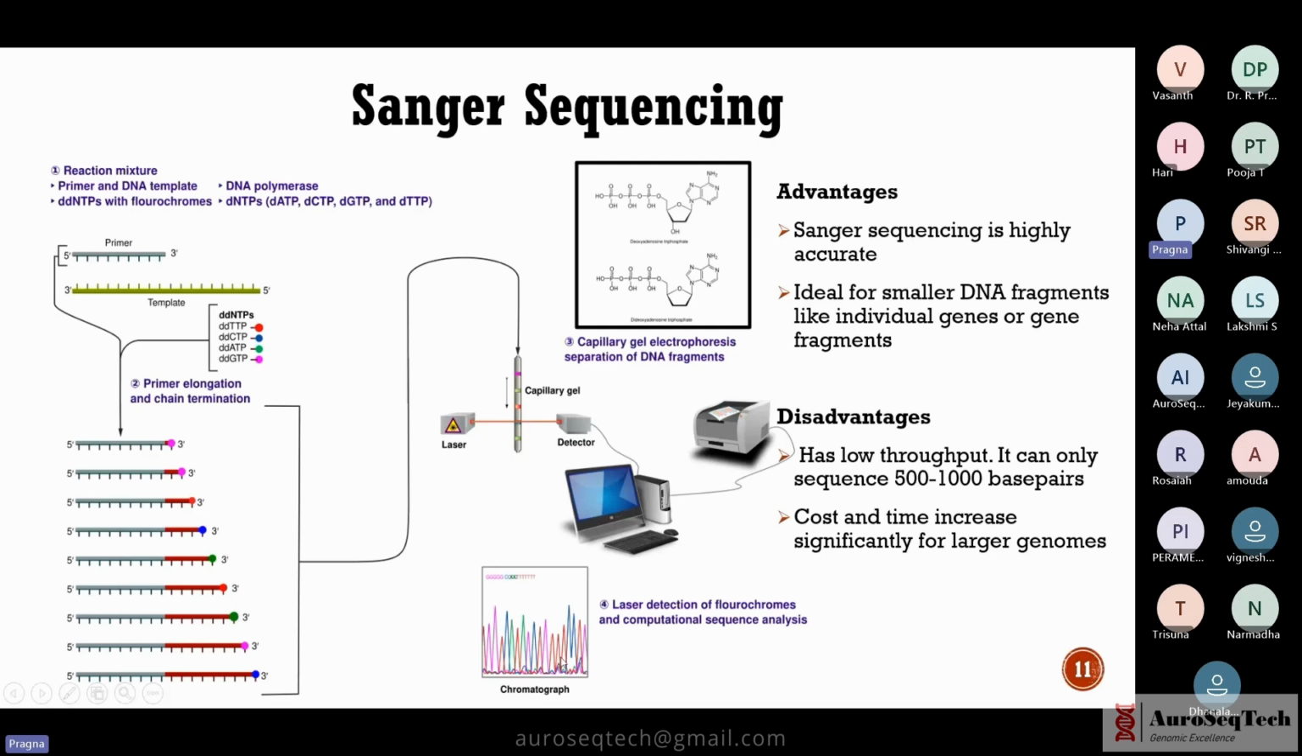It is highly accurate. The advantage of Sanger sequencing is, first, it is highly accurate, and it is very ideal for smaller DNA fragments, for example, individual genes or gene fragments. But the disadvantage is it is very low throughput. It means we can only sequence up to 500 to 1,000 base pairs. Because of its low throughput, the cost and the time increase significantly for a larger genome.